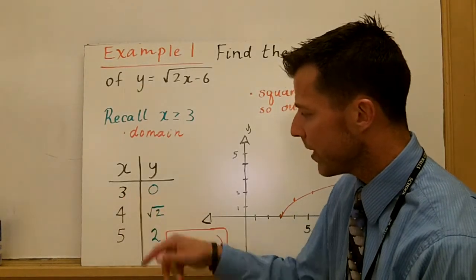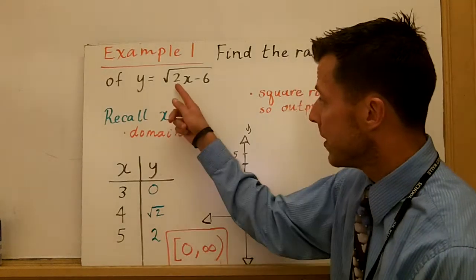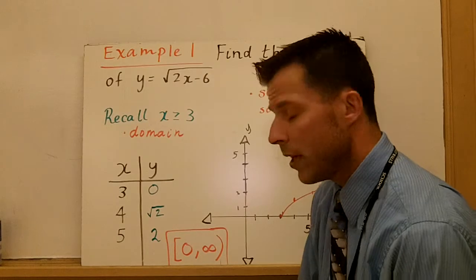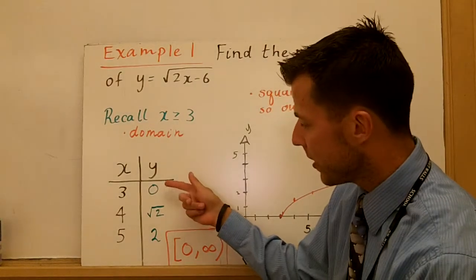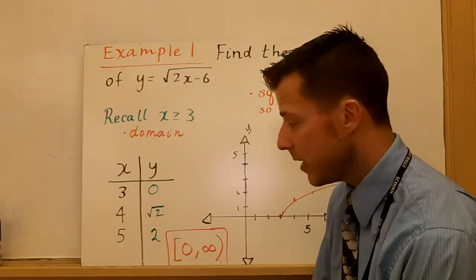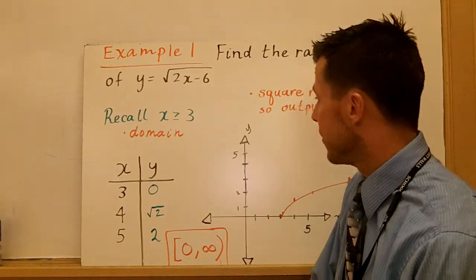When I plug in 3, I get 0. When I plug in 5, I get 2. 10 minus 6 is 4. The square root of 4 is 2. And so I'm seeing here that I start at 0, and really I'm going to keep going up to infinity. I just needed to really know where my start is. So let's look at the graph of this.